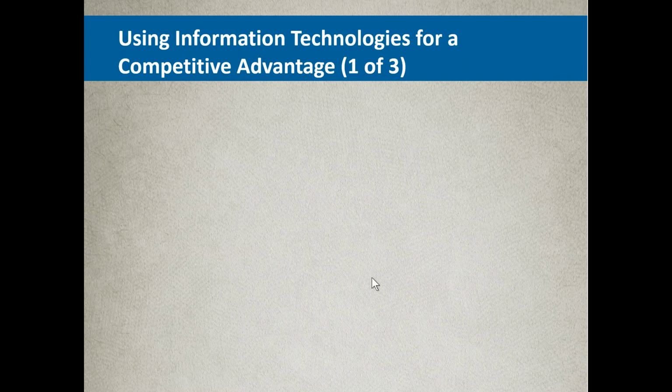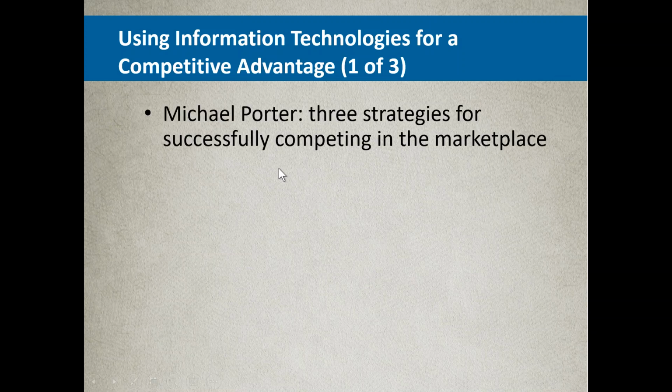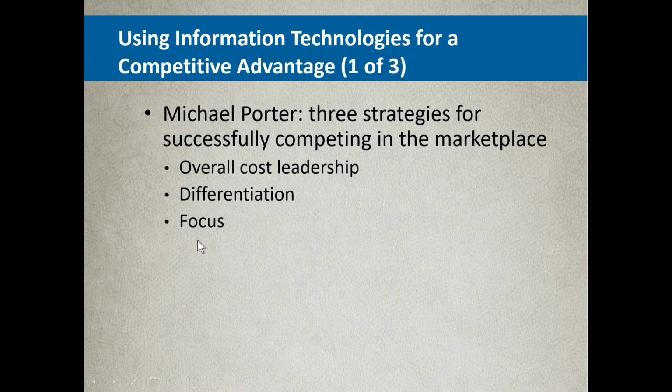All right. Now, in part 3 of this chapter 1 video series, the next part is talking about using information technology for a competitive advantage. And the textbook introduces a theory that Michael Porter had, and actually a couple of theories. The first one is the 3 strategies for successful competing in the marketplace. And it basically comes down to overall cost leadership, differentiation, and focus, and how they connect the strategies by Michael Porter to information systems.